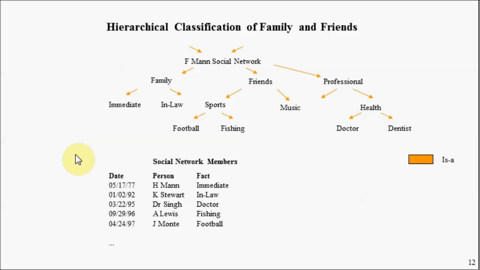Let's look at a social network defined by Fred Mann here. So Fred has created this social network divided into family members, friends, professionals, further subdivided into other categories here, and assume for each of these categories here is a list of people. At the bottom here, we have a relational table that reflects exactly that. So we have a number of people here, and here's the bucket or the classification that that person resides in.